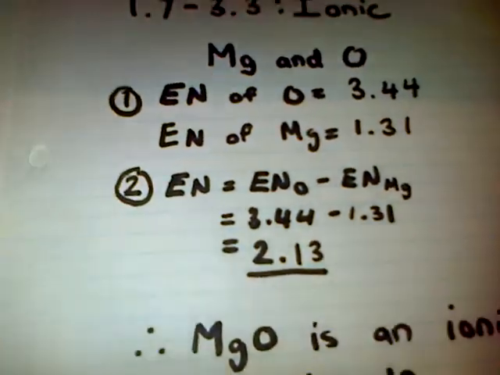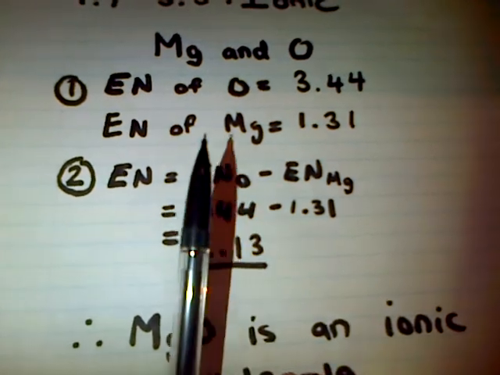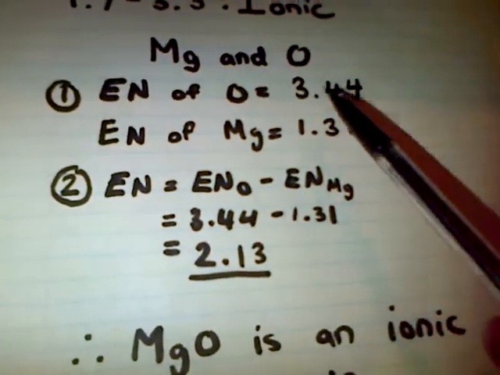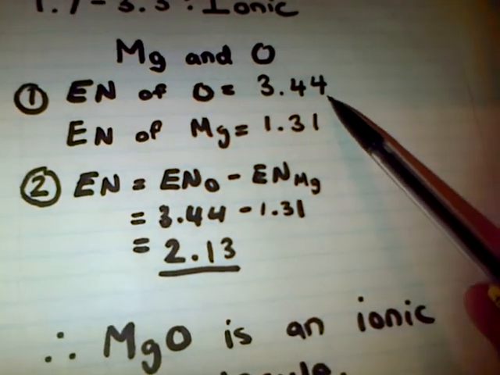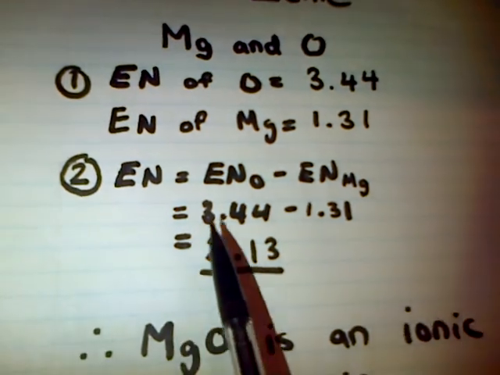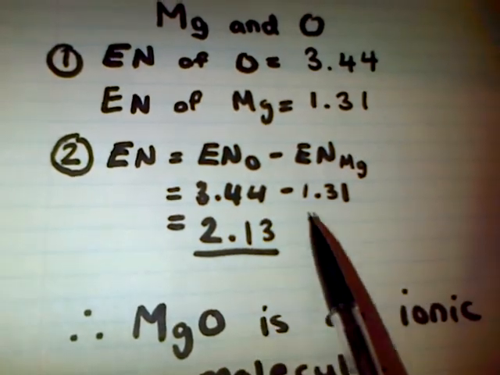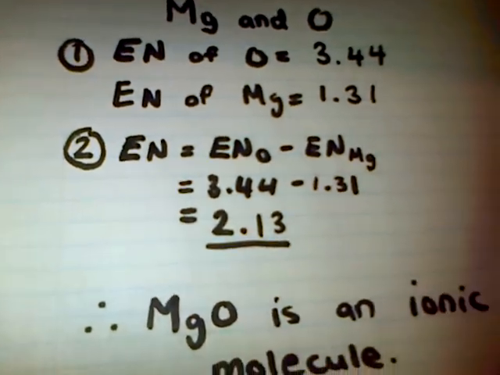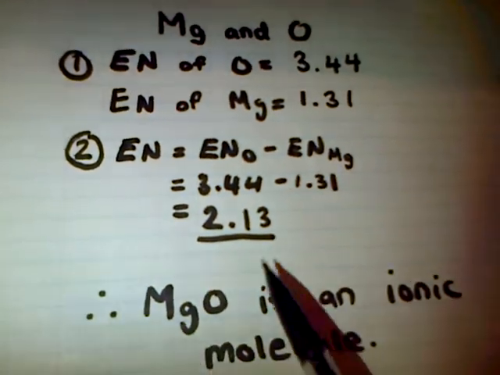Now you're going to have to find the difference between the electronegativity values, and you'll do this by subtracting the lowest electronegativity value from the highest one. So here we're going to subtract 1.31 from 3.44, which will give us 2.13. And now, remember this number.